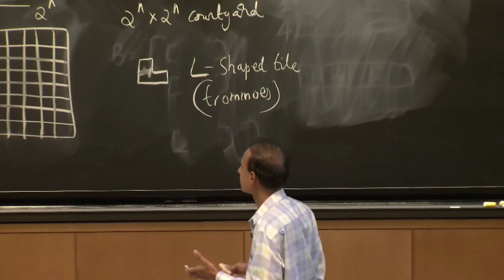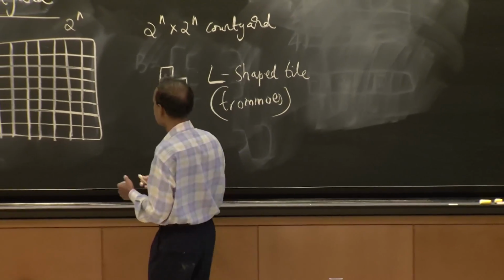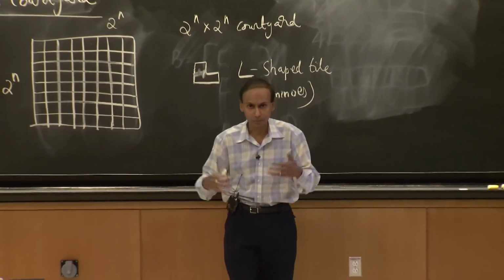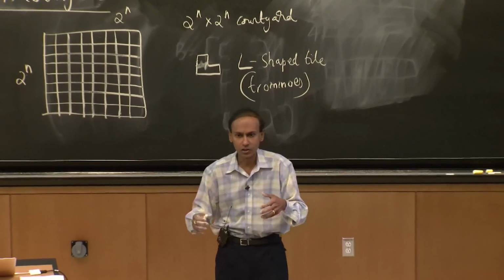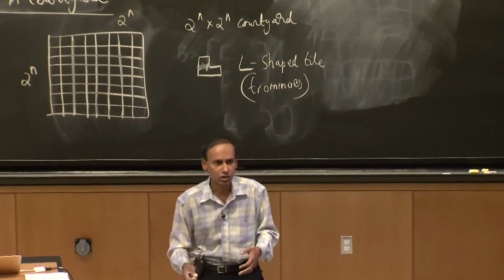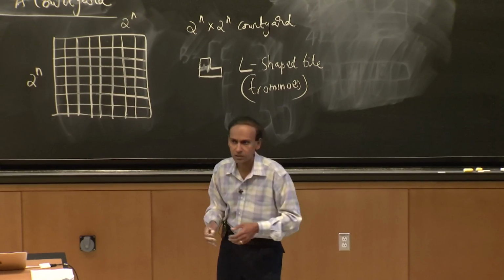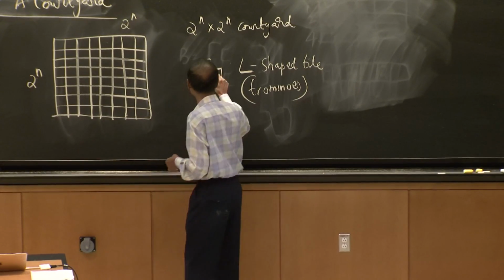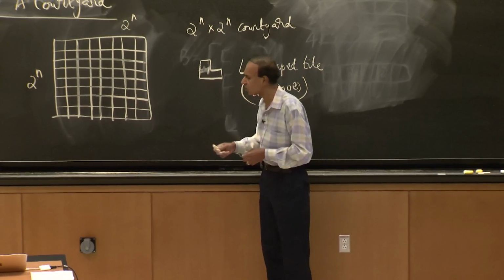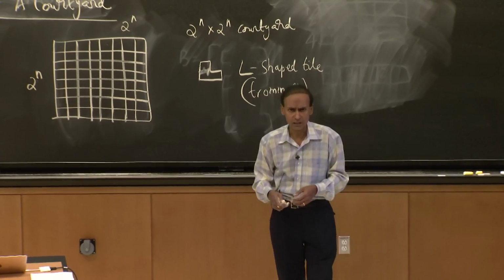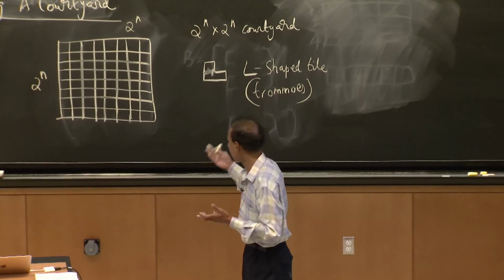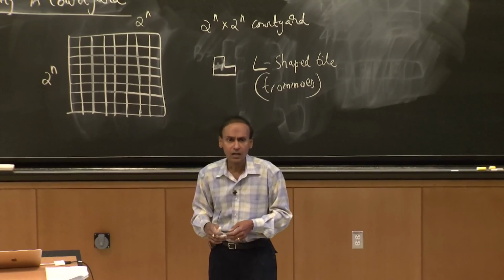And so that's your job, right? I guess kind of a weird job, but this is a puzzle. And so you're out there with 2 raised to n by 2 raised to n, and all you have are these L-shaped tiles, and you're not allowed to break them. If you break them, then that's not considered a valid tiling. That's bad, and that's your job, right?